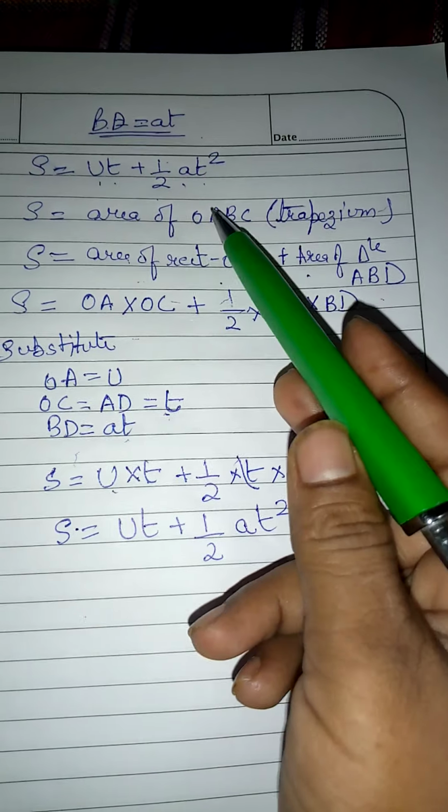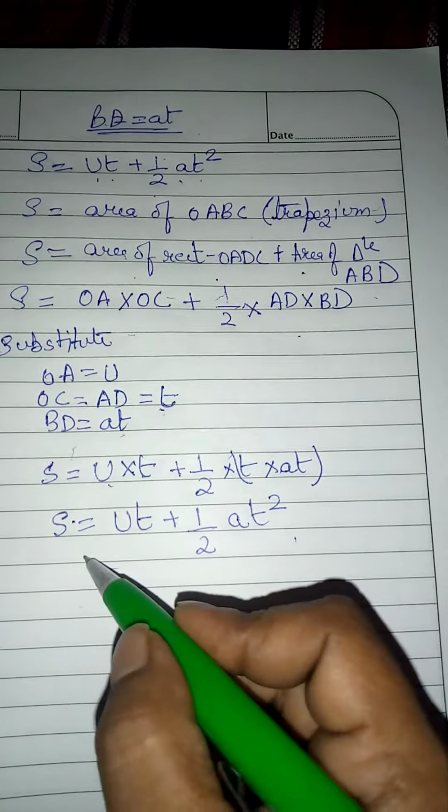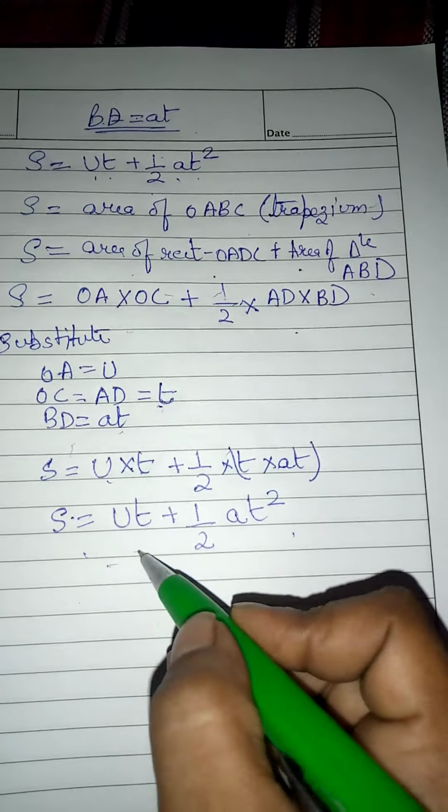So this is what we're supposed to prove. S is equal to ut plus half at square, and this is what we have proved. S is equal to ut plus half at square. Hence proved. Let me just repeat myself.